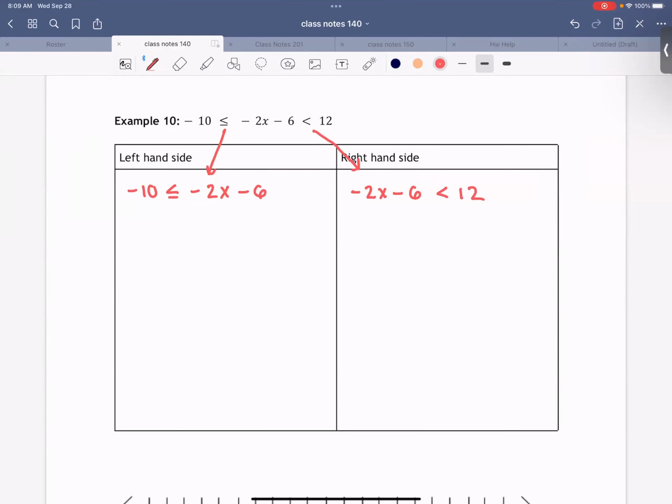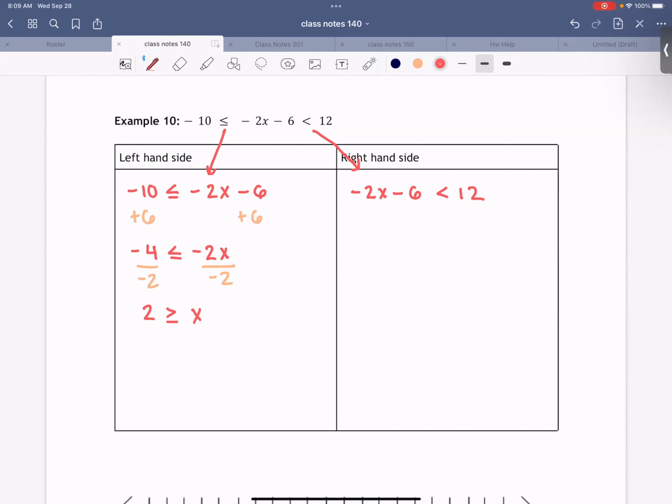Now that we have 2 separate inequalities, we can solve both of them, right? Looking at the left-hand side, I need to add 6 to both sides. So we get negative 4 is less than or equal to negative 2x. I need to divide by negative 2, right? On the left-hand side, I'm going to get 2. Am I flipping my sign or not? You are. Yes, we're flipping our sign because we're dividing by a negative number, and we're left with x on the right.